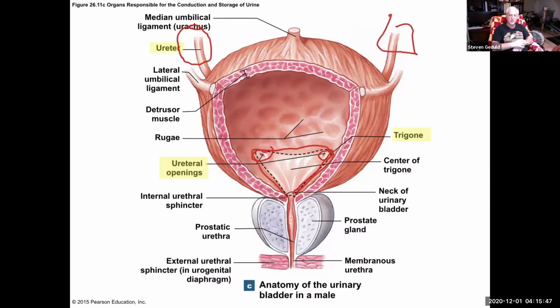It fills from behind and feeds in inferiorly. So it comes from the back of it and it feeds in the inferior section. And then it allows it to fill into the urinary bladder.